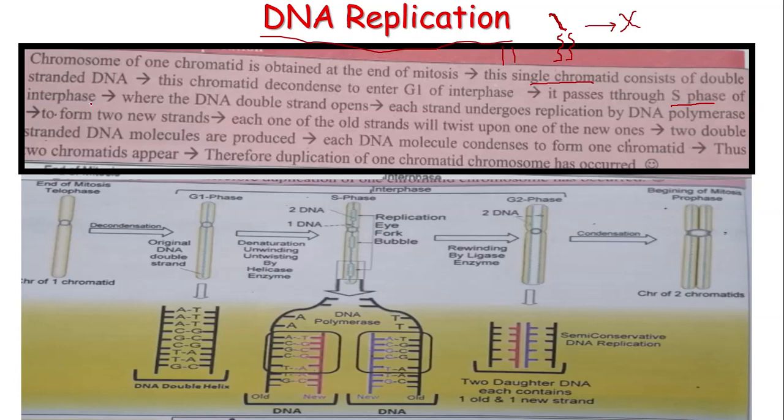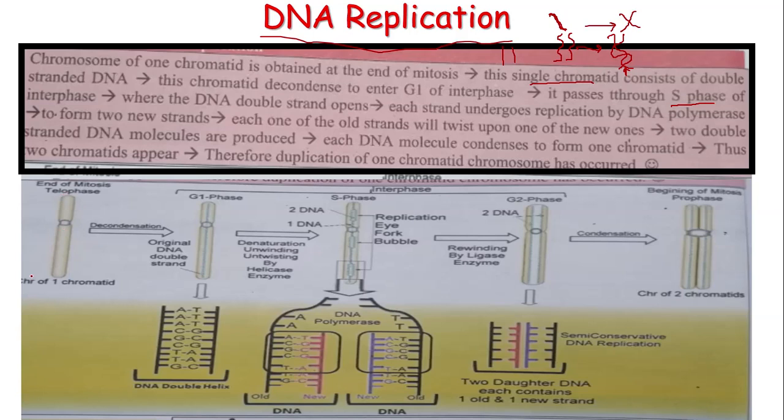لما نفوت على ال S phase, what will happen? The DNA will make replication. Where the DNA double stranded opens، يعني هون لما بيكون هيك بيصير twisting over each other, okay. Then when it enters the S phase هون بيرجعوا بيعملوا separation. Where the DNA double strands open بيعملوا separation, untwisting. Each strand undergoes replication by DNA polymerase. DNA replication يعني we will see in this figure how the replication is done.